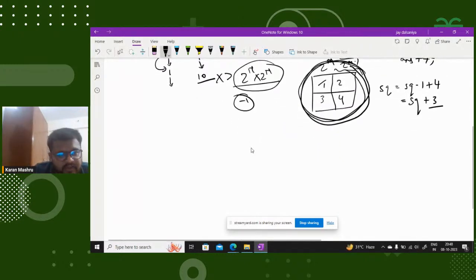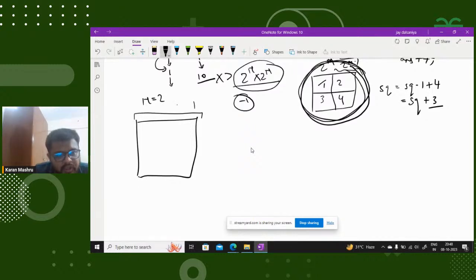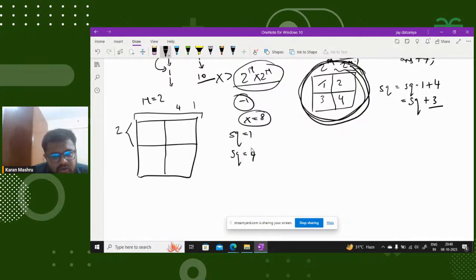So understand one thing. Suppose my n is equal to 2. So this will be my square, my initial square of length 4. Suppose my x is 8, that is, I want 8 squares. So first of all, I'll divide this bigger square into 4 smaller squares with length 2. Initially I had number of squares equal to how much? 1. Now I have number of squares equal to how much? 4. But I need 8.